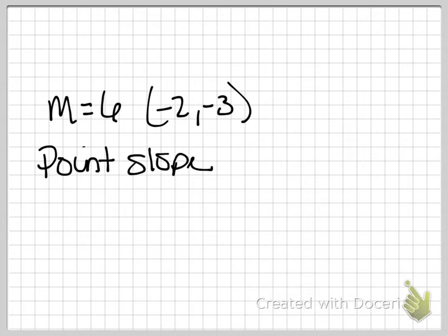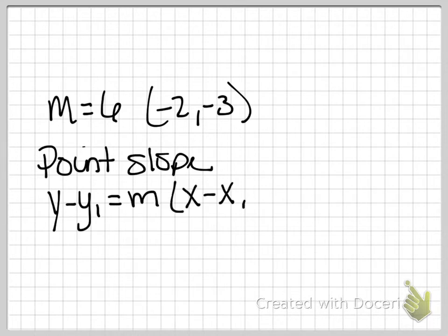So point-slope form says y minus y1 equals m times x minus x1. The x sub 1 and y sub 1 just represent the point that you were given. So you're going to substitute values in for x sub 1 and y sub 1 only.